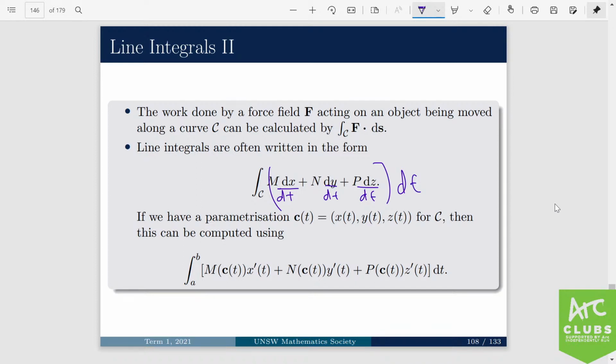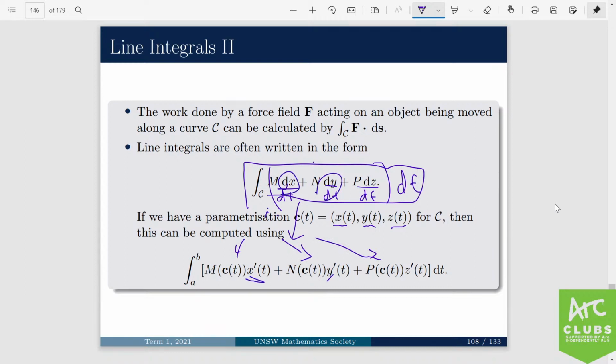And so this dx/dt becomes x dash. These x, y, and z come from this path. So from this formula, we can write it like this. So we plug in the C(t)s into the M, N, and P, and we replace the dx by x dash, dy with y dash, and dz with z dash. Now this just becomes the integral on t. So this just becomes a regular integral, and we can compute this.